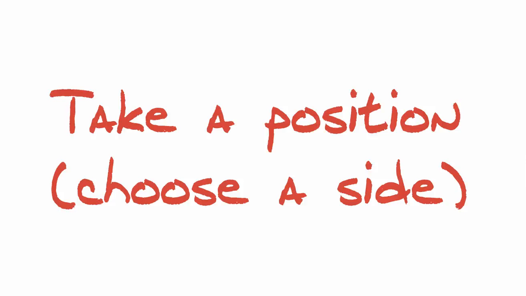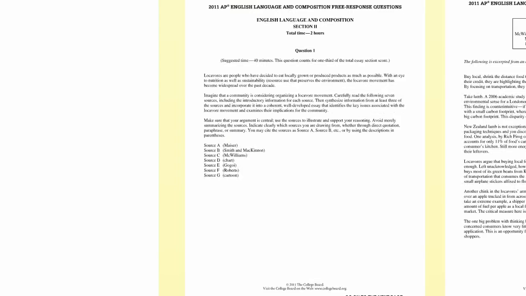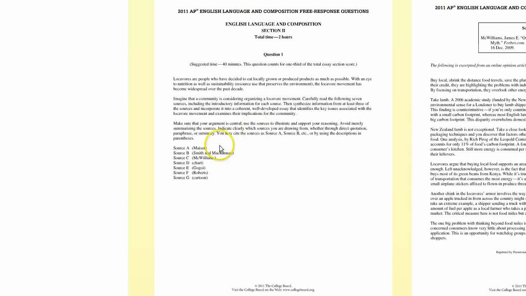Once you figure out what the prompt is asking, you need to take a position. Essentially, choose a side. Take a stand. Figure out where you stand on the issue. For instance, with this one about the locavore movement, you would want to take a stand. You would need to decide what you think the key issues are. Not everybody agrees on what the key issues would be. You decide what you think the key issues are, and you decide how you think that affects the movement.